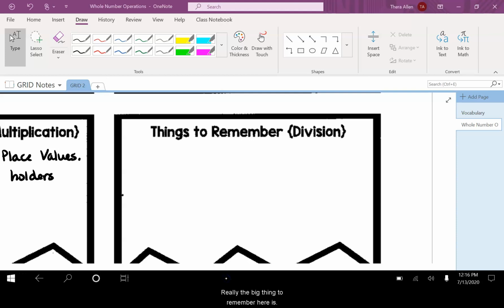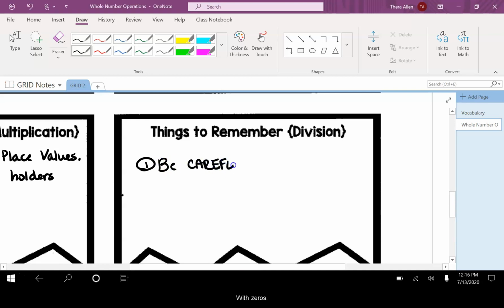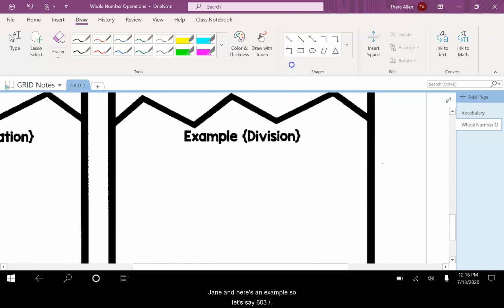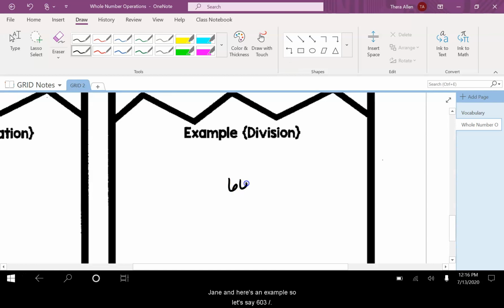And last, we have things to remember with division. Really, the big thing to remember here is be careful with zeros. Okay, and here's an example. So let's say 603 divided by 12. Okay, 12 cannot go, not 603.